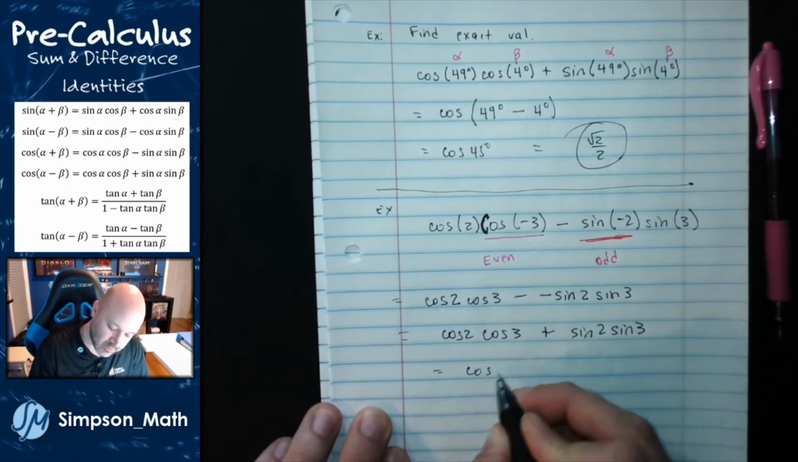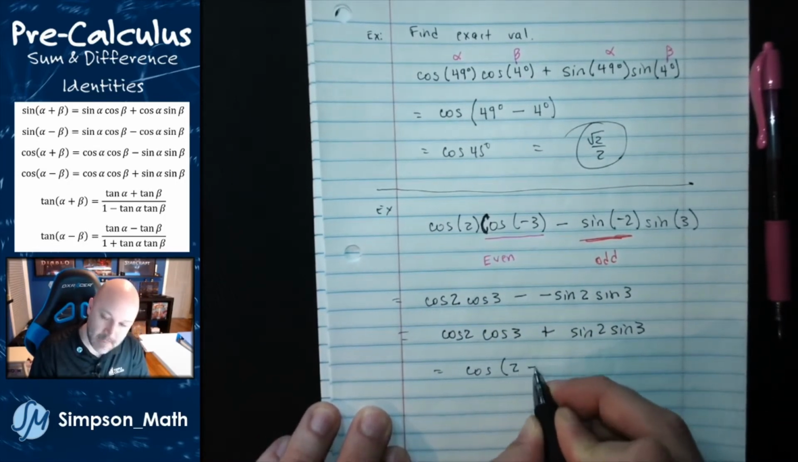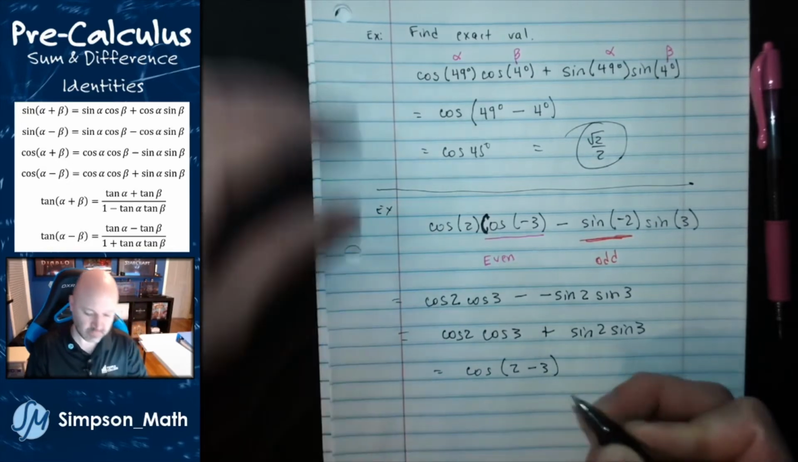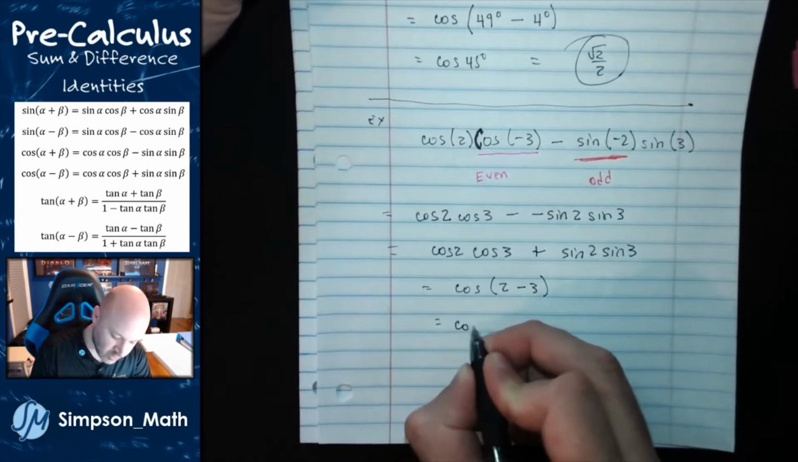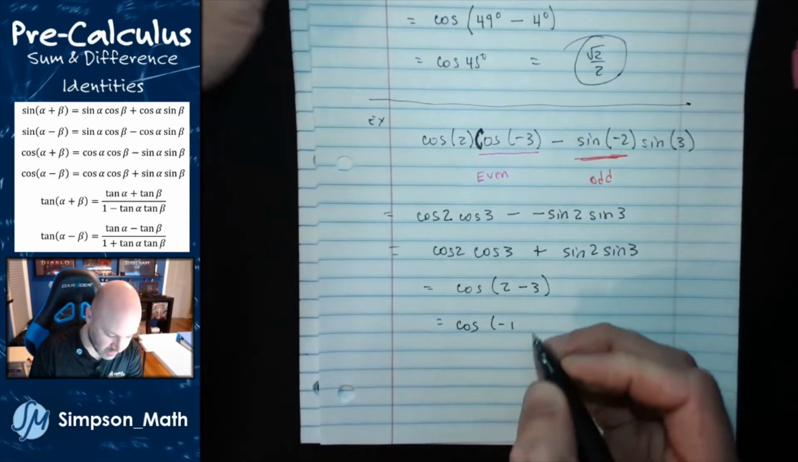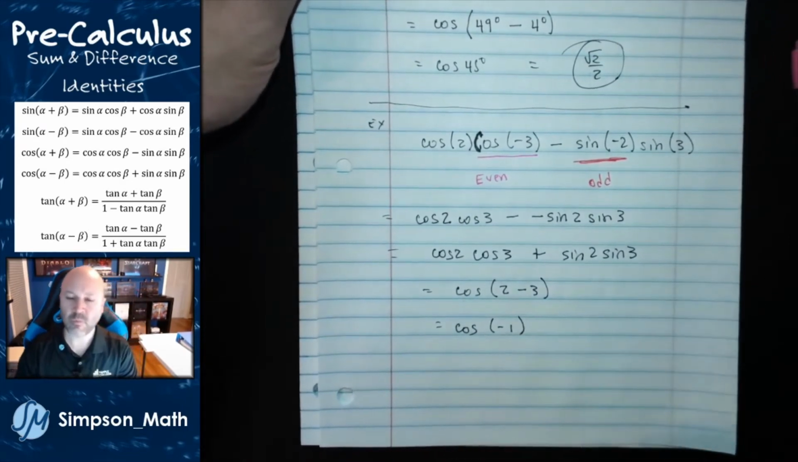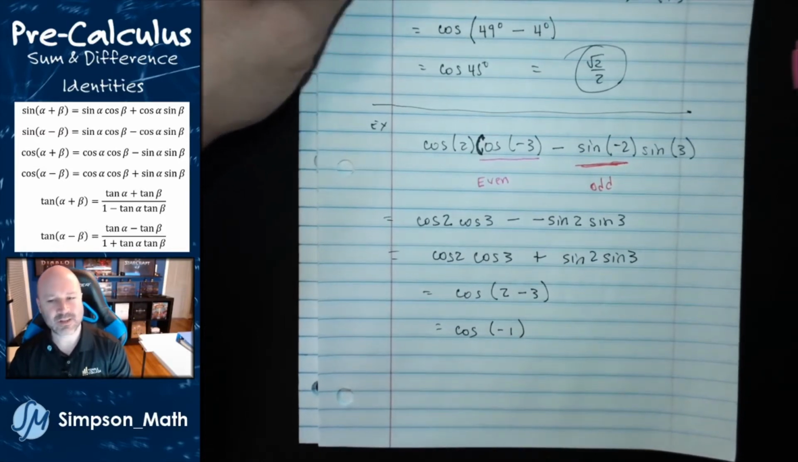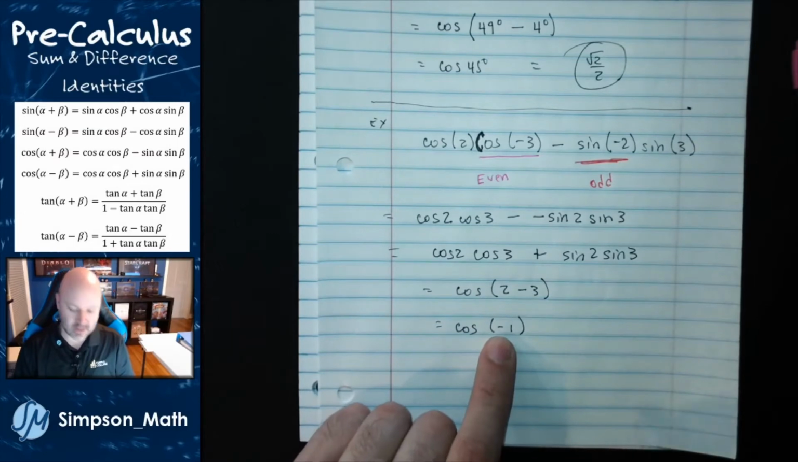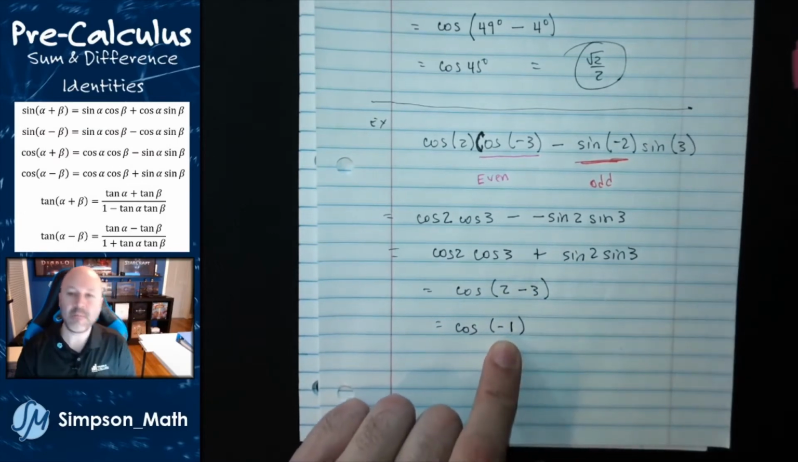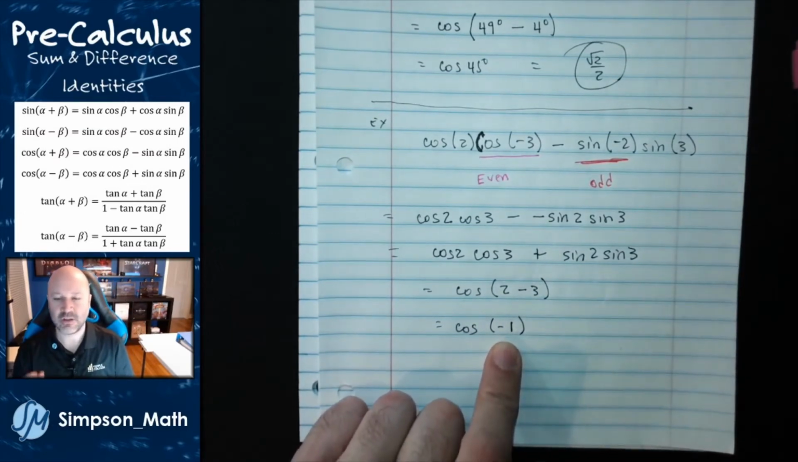So this will be cosine of 2 minus 3. I can handle that. That is equal to cosine of negative 1. And we have to stop there. Negative 1, in this regard, is some angle measure, some radian measure. So we are done.